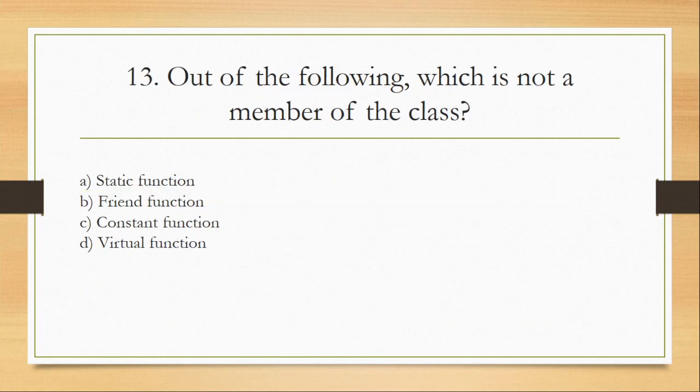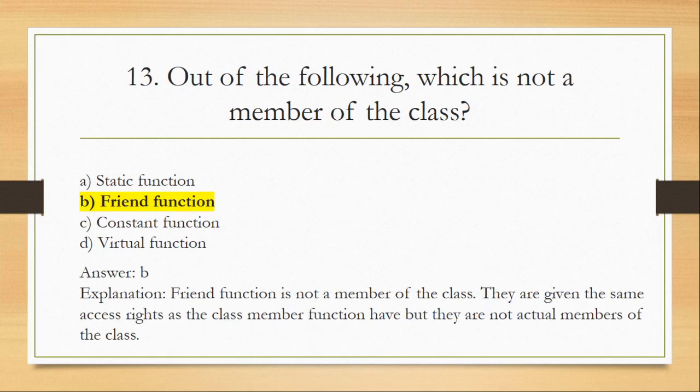Out of the following, which is not a member of class? Static function, friend function, constant function, virtual function. Friend function is not a member of the class. They are given the same access rights as the class member functions, but they are not actual members of the class. So friend function is not a member of the class.